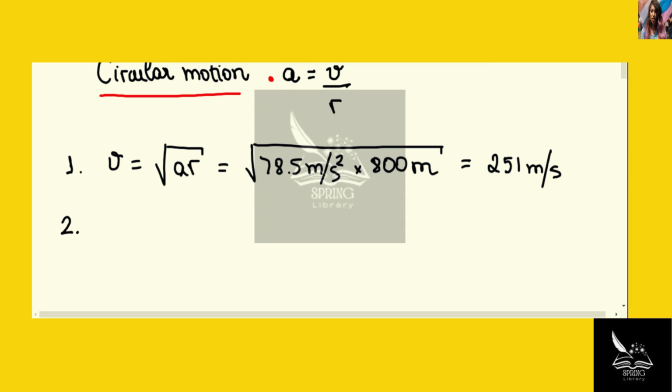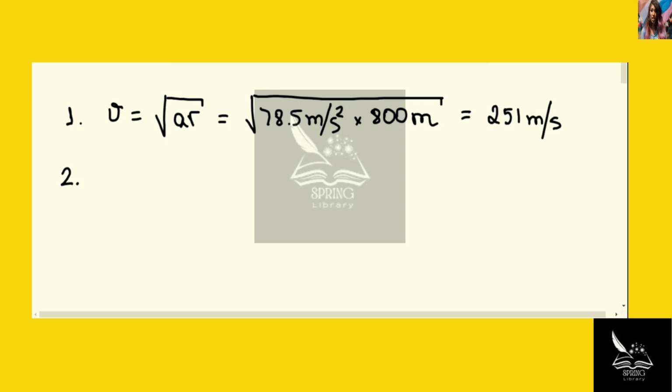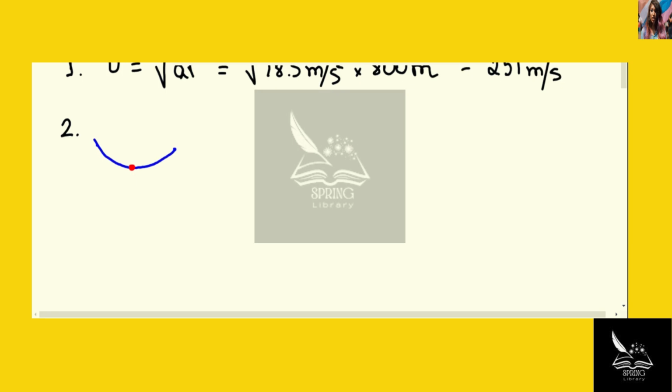Then, in the second part of the exercise, we have to calculate what is the normal force that someone who's sitting on a seat on the airplane will feel when the airplane has this speed of 251 meters per second and is at the lowest part of the trajectory, this one here. Okay, so let's draw a force diagram.